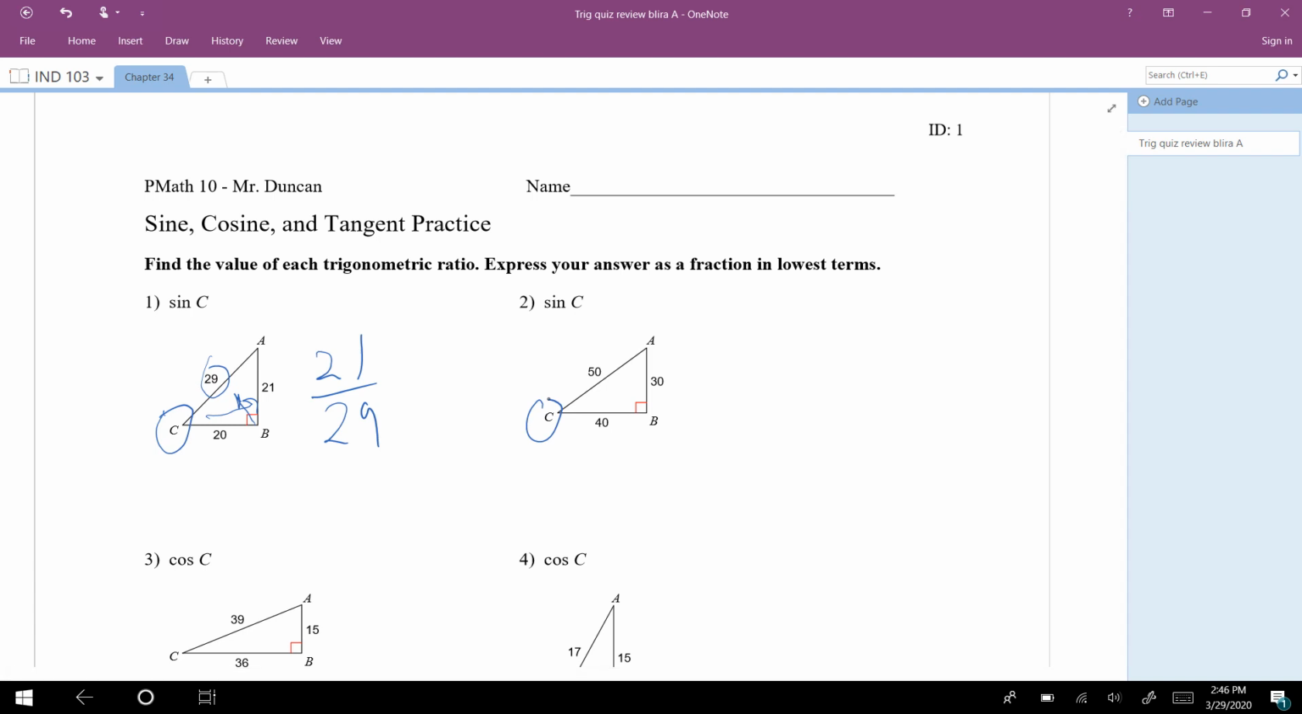Correct. 50. Good job, guys. That's going to be our denominator. And then what's opposite of C? 30. Very, very good. And that can actually be broken down to 3/5. Okay? That's all it's asking for.